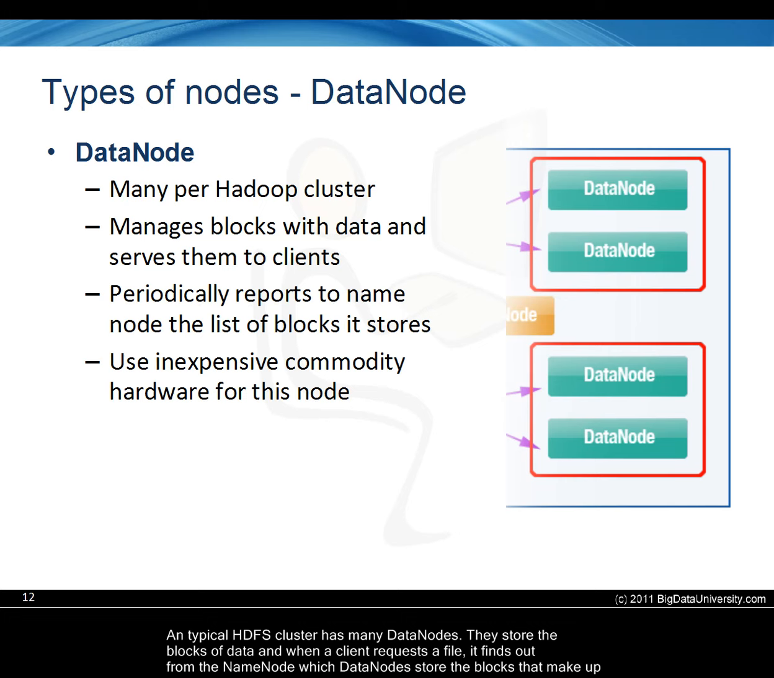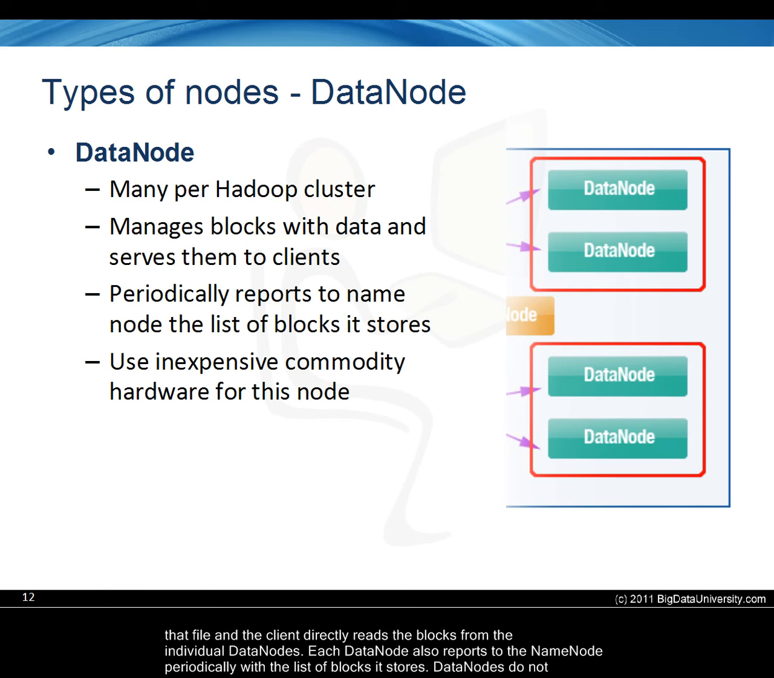A typical HDFS cluster has many data nodes. They store the blocks of data, and when a client requests a file, it finds out from the name node which data nodes store the blocks that make up that file, and the client directly reads the blocks from the individual data nodes. Each data node also reports to the name node periodically with the list of blocks it stores. Data nodes do not require expensive enterprise hardware or replication at the hardware layer. The data nodes are designed to run on commodity hardware, and replication is provided at the software layer.